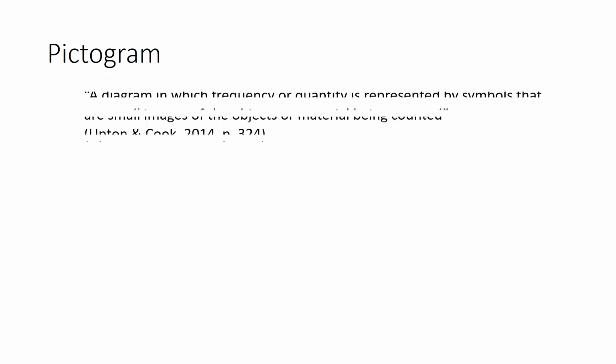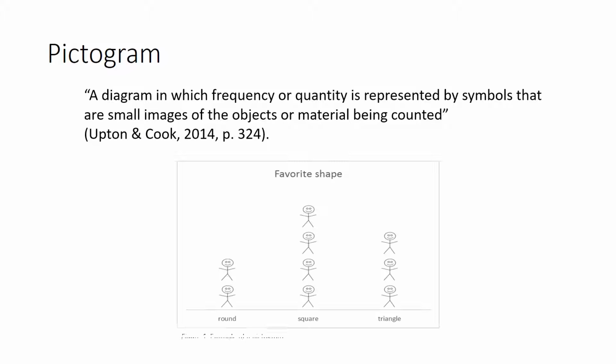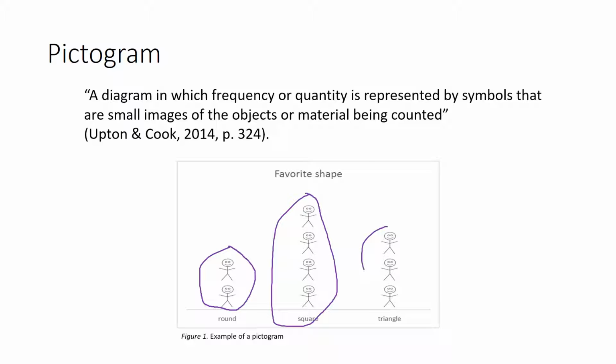A pictogram, or sometimes known as a pictograph, is defined in the Oxford Dictionary of Statistics as a diagram in which frequency or quantity is represented by symbols that are small images of the objects or material being counted. For example, here is a small pictogram where we can see that two people have a preference for a round shape, four people for a square shape, and three people for a triangle shape.